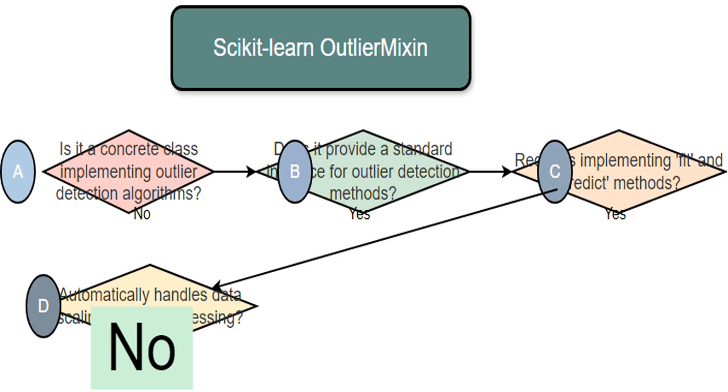No, it doesn't. Data scaling and preprocessing, like preparing data by adjusting the ranges of values, is usually done separately before using OutlierMixin based classes.